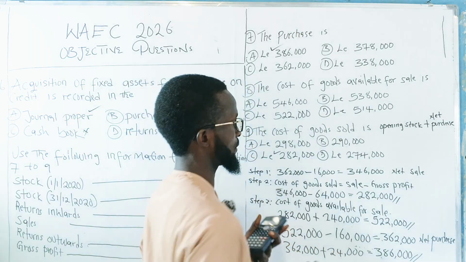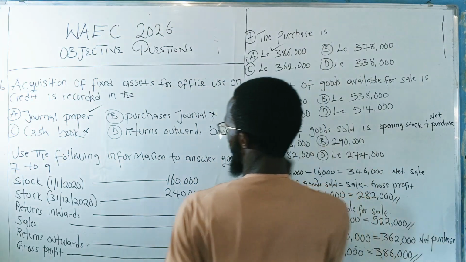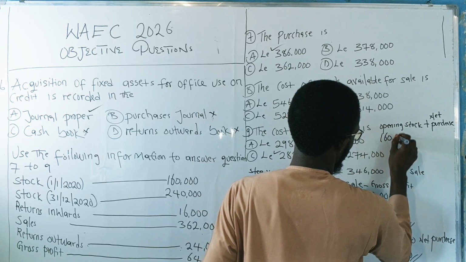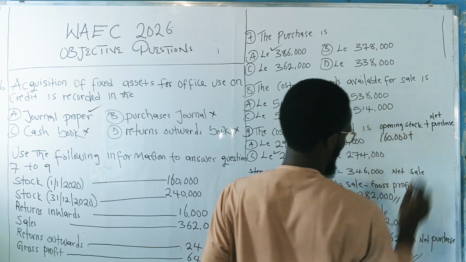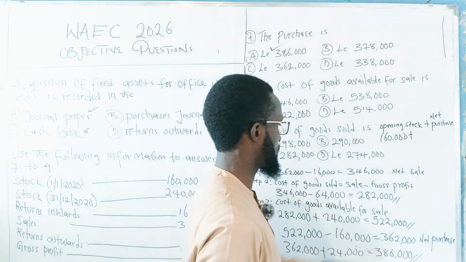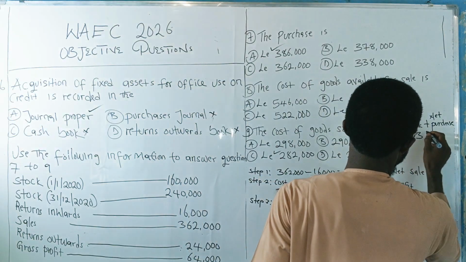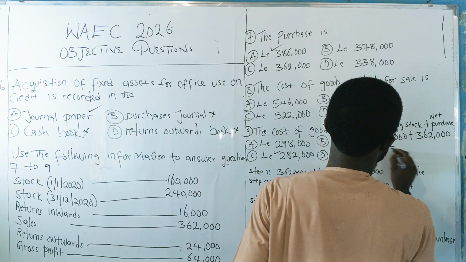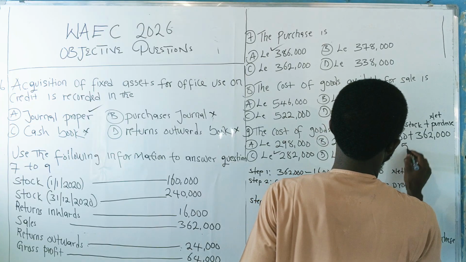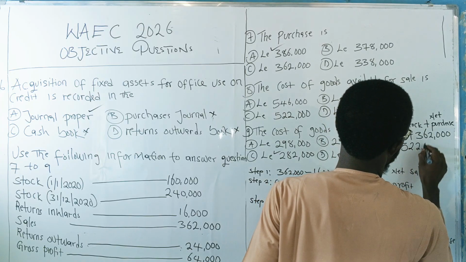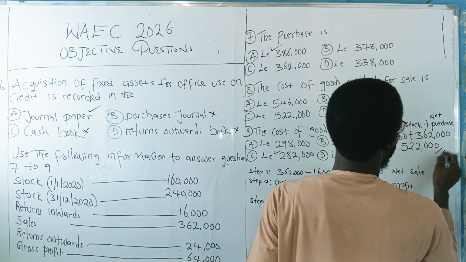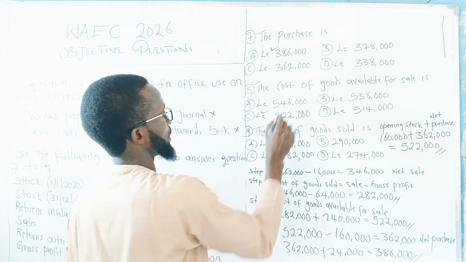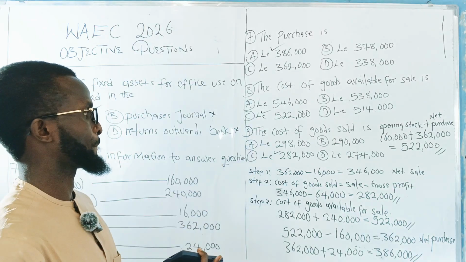So let's try to determine it. Opening stock is 160,000 plus net purchases. Remember, our net purchases is 362,000 lei. The total you are going to have is 522,000 lei. This is our cost of goods available for sale. And remember, this is our answer. Therefore, our answer here is C.